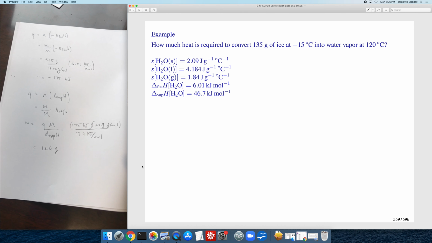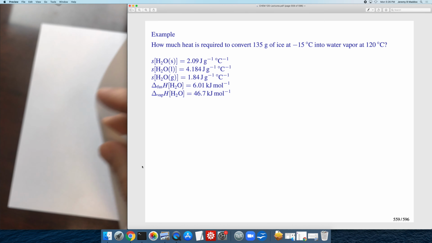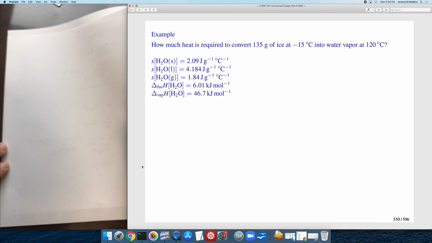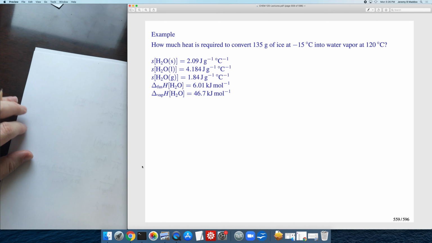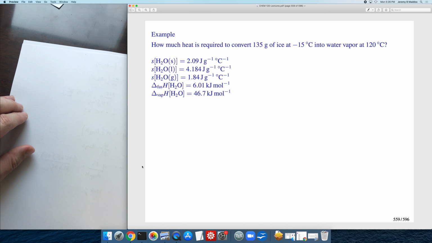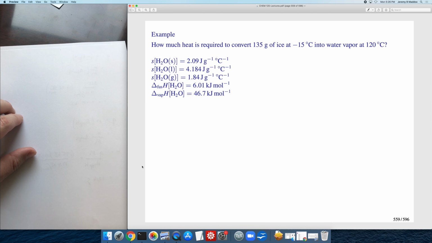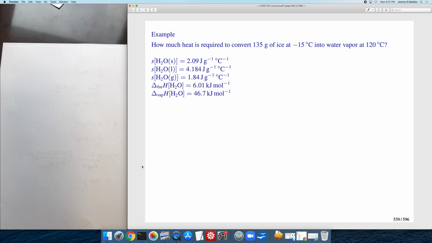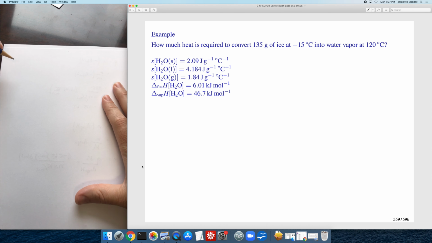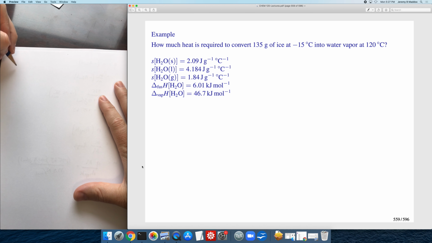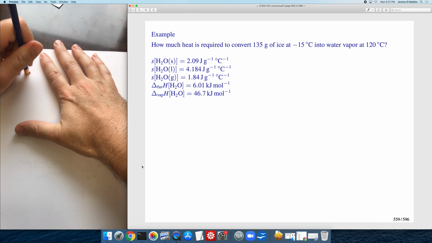Here, this problem is a heating curve type of problem. So this one's a bit different. They want to know how much heat is required to convert 135 grams of ice at negative 115 degrees Celsius into water vapor at 120 degrees Celsius. So to calculate the total heat, first you need to calculate the heat for heating the ice. And so I'm just going to add these terms in.